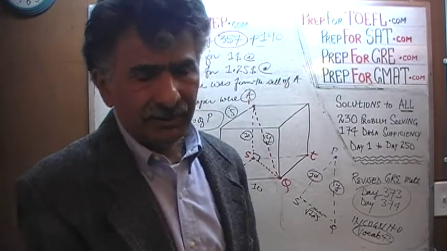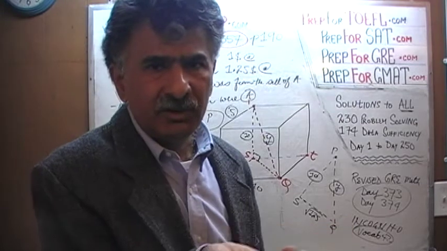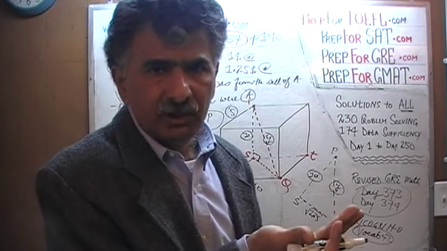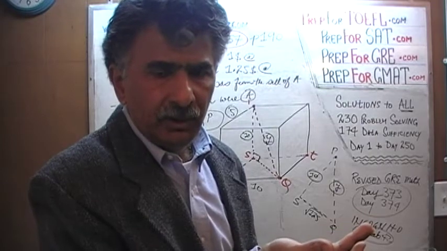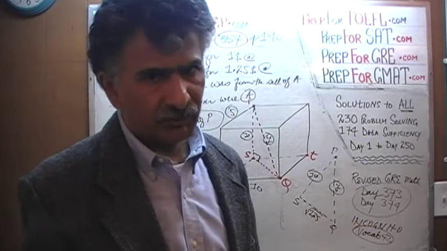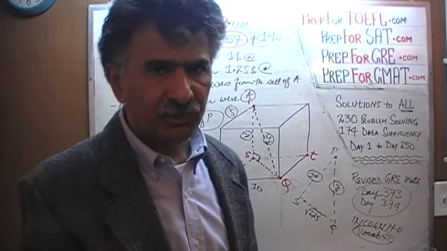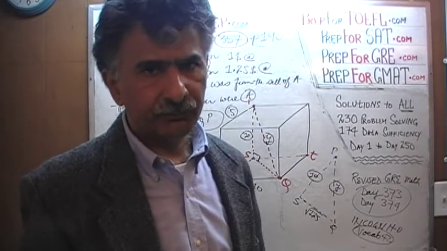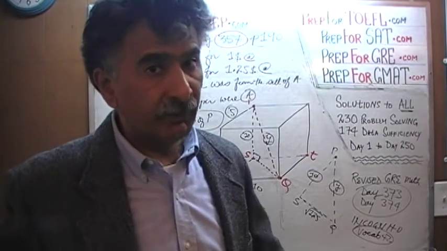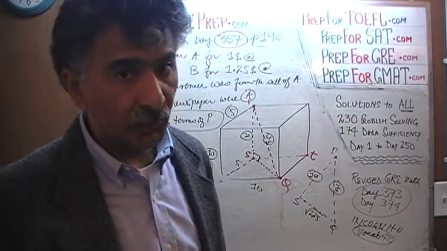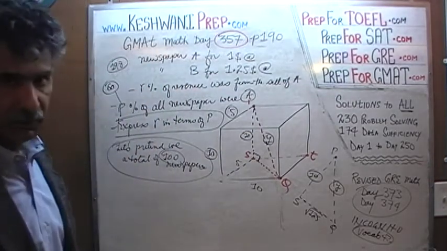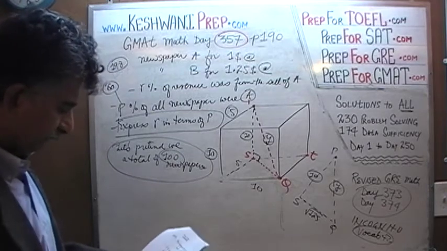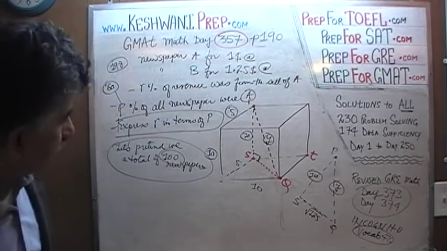Because with 50, you lose the distinction between the number of newspapers that were sold for newspaper A and the number of newspaper B that were sold. You lose the distinction completely if you plug in 50 for P. We want to make a point here that different quantities were sold. That's the whole point here. Let's plug in 60 for P. Are you with me? Let's begin our work.